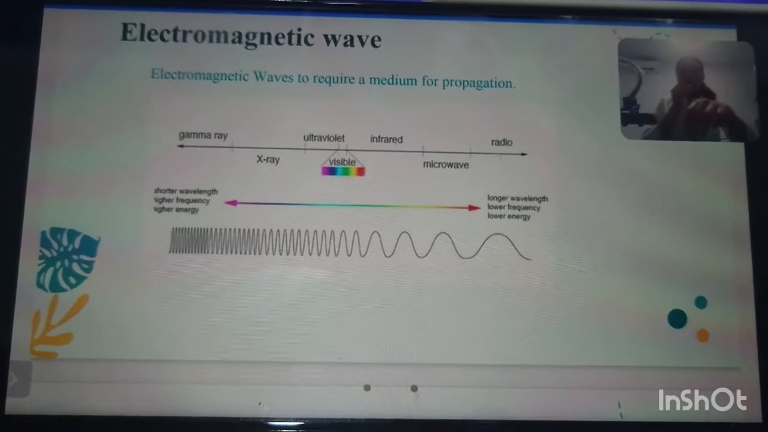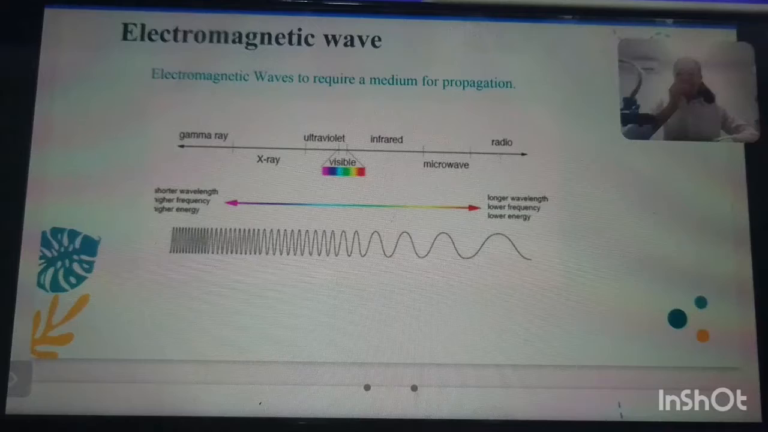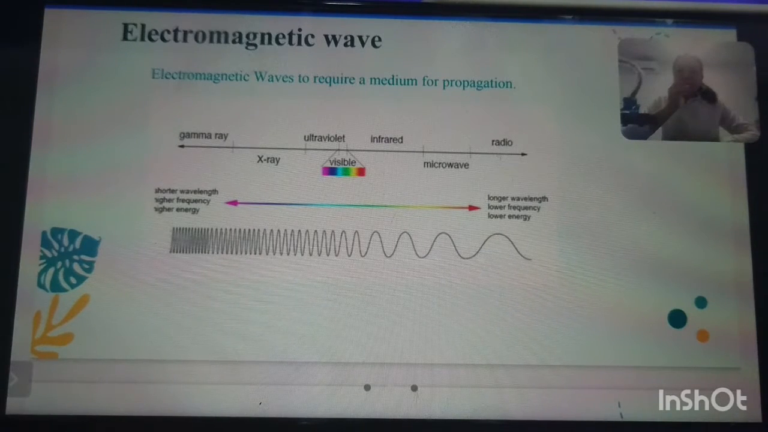Electromagnetic waves don't require a medium for propagation. As we can see from the picture, the wavelength goes from short to long, and the shortest wavelength is gamma ray. It goes in order into X-ray, ultraviolet, visible ray, infrared, microwave, and radio wave.